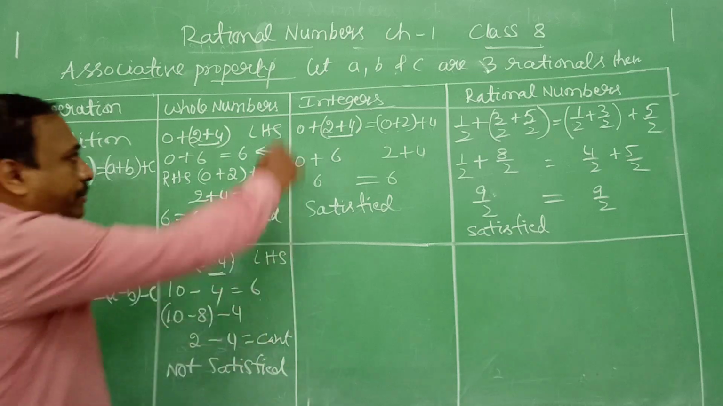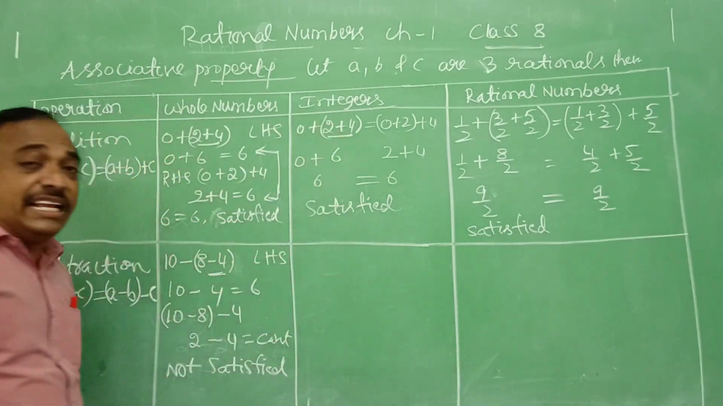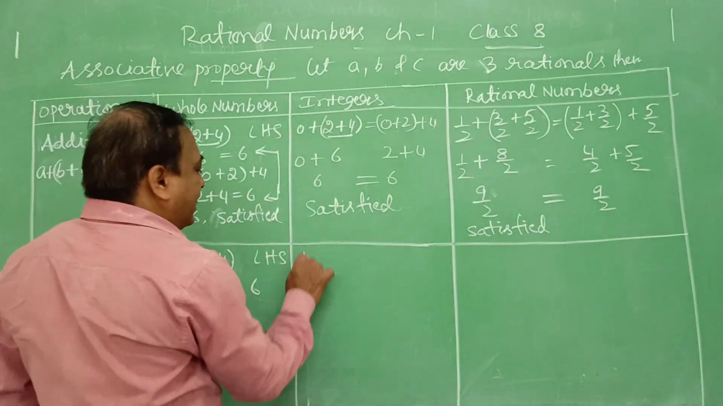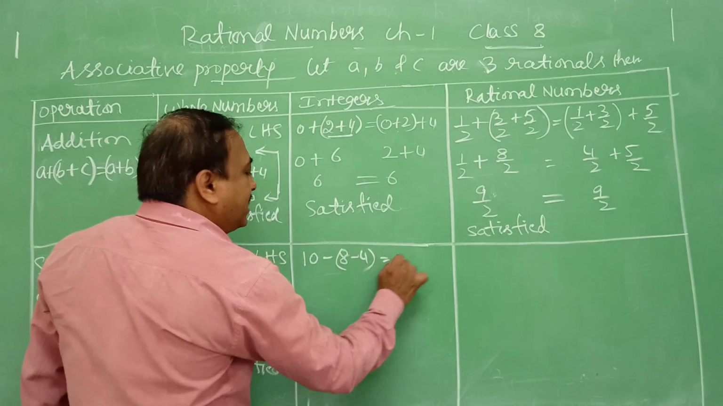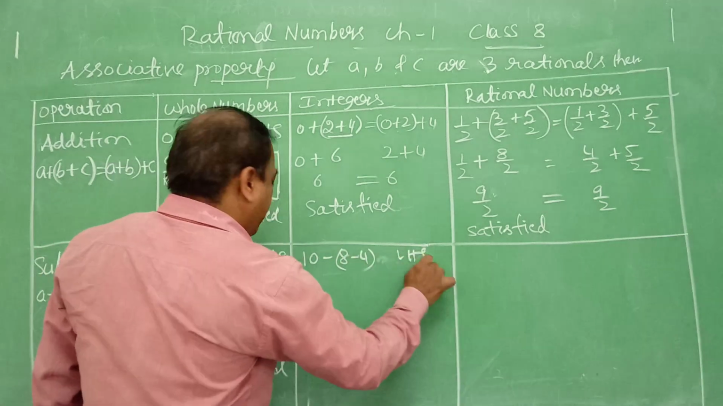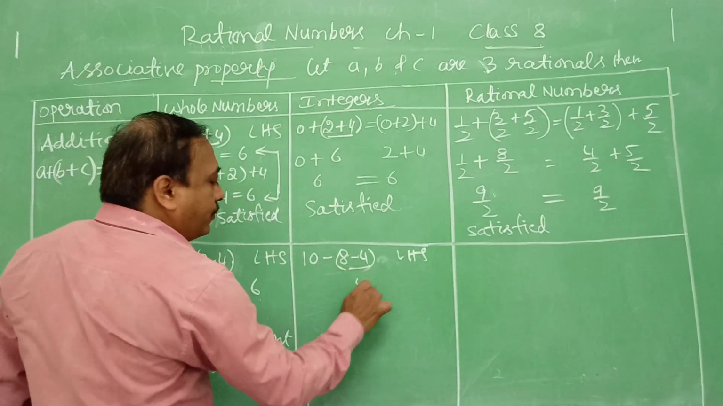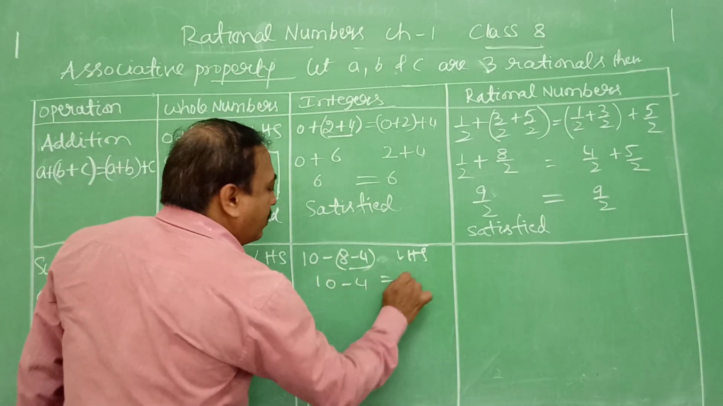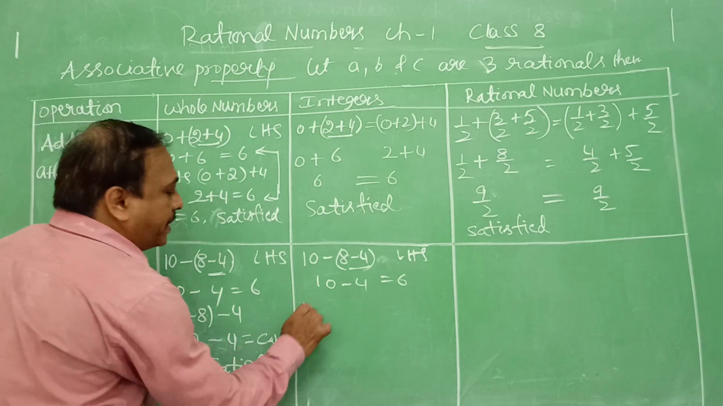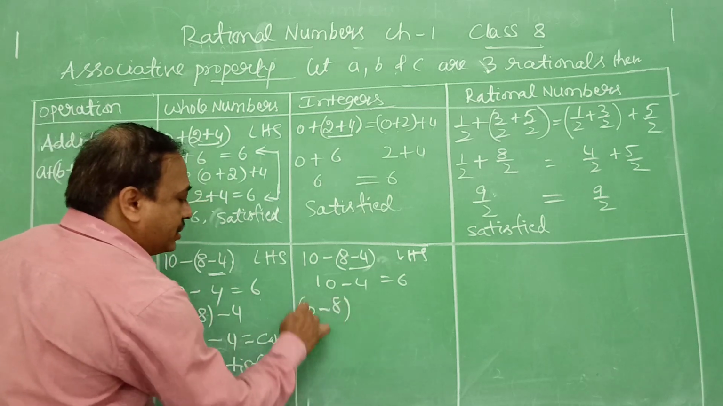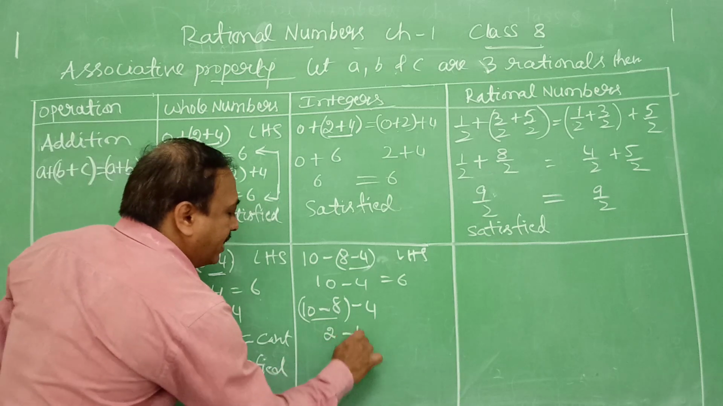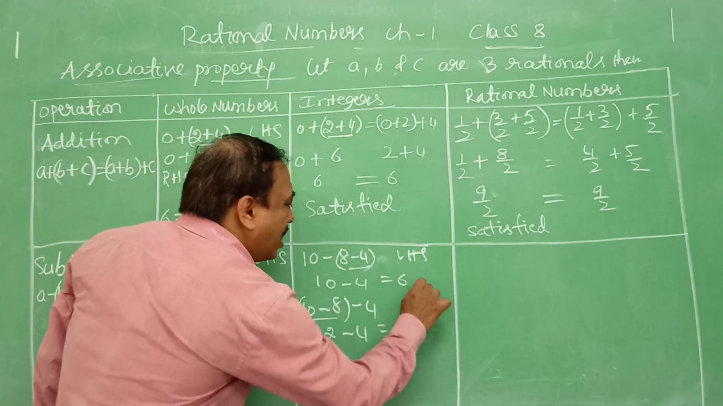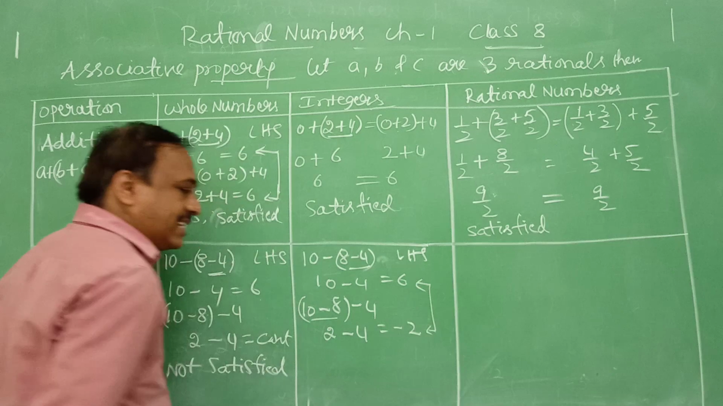Okay. Next, coming to integers, you see, the same: 10 minus (8 minus 4), this is the LHS part. 8 minus 4 is 4, and 10 minus 4 is equal to 6. Now change the bracket: (10 minus 8) minus 4. 10 minus 8 is 2, and 2 minus 4 is equal to minus 2. Are these two equal? 6 and minus 2.